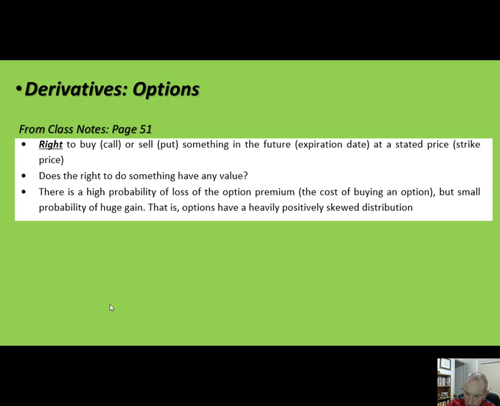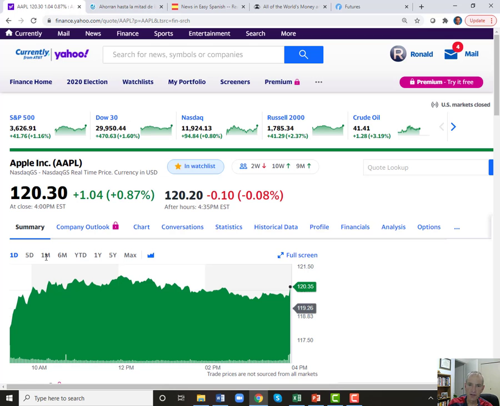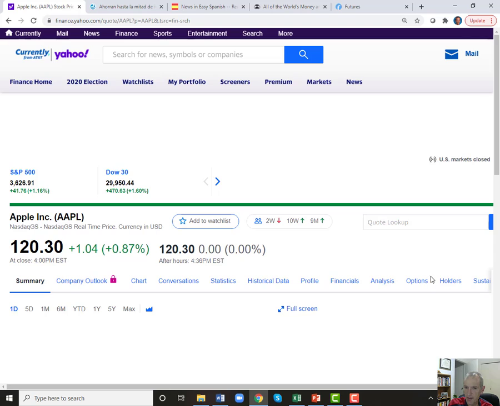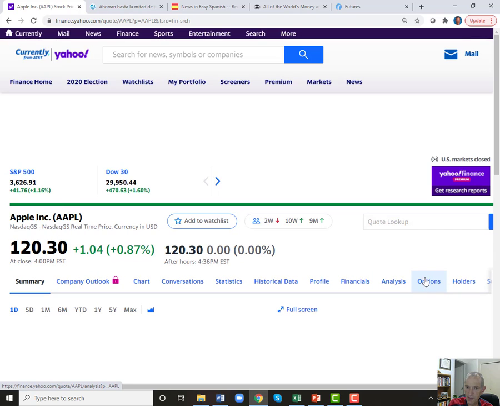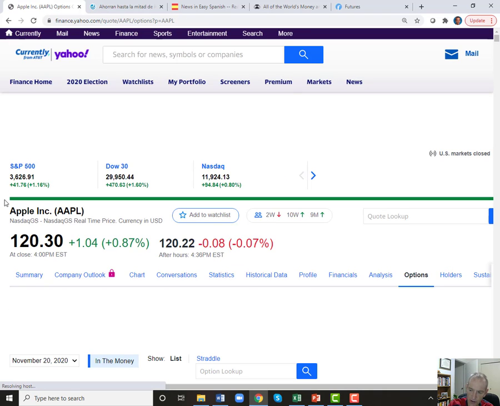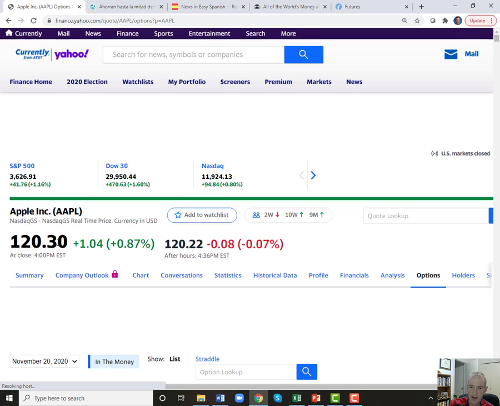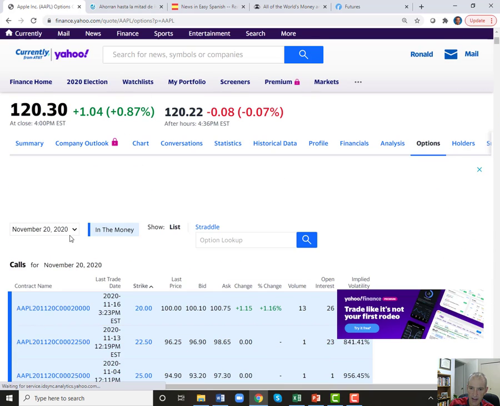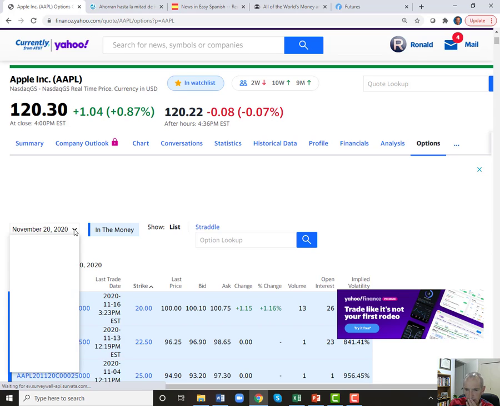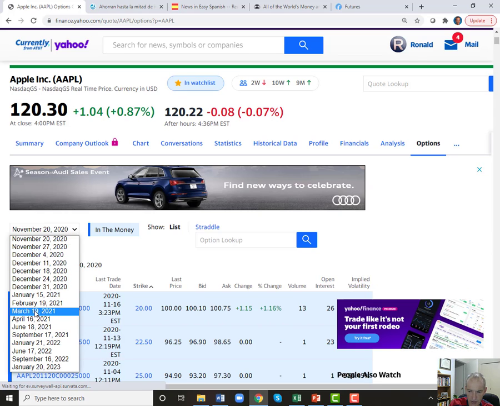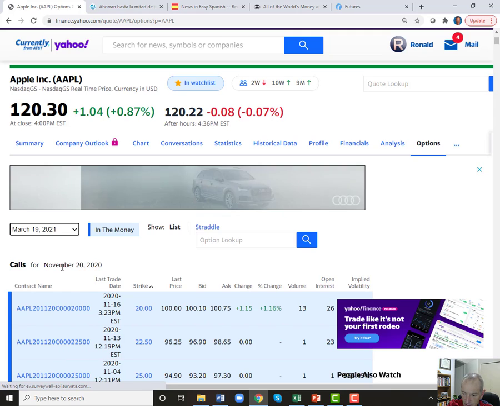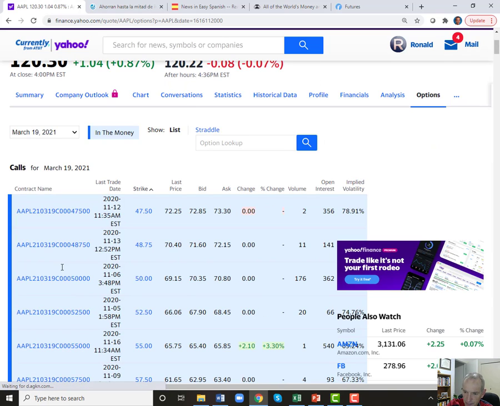The best way to do this is to go out and look at actual options. So let's look at Apple. I've loaded Apple here on Yahoo Finance, and I'm going to click on options. See, Apple's having a good day today. Let's just say Apple's price is $120. I know it says 120.30, but let's say it's $120. Let's go out to March. We'll have to see how far out in the future we want to go. I'll just round it down: we're going to go out to March 2021.